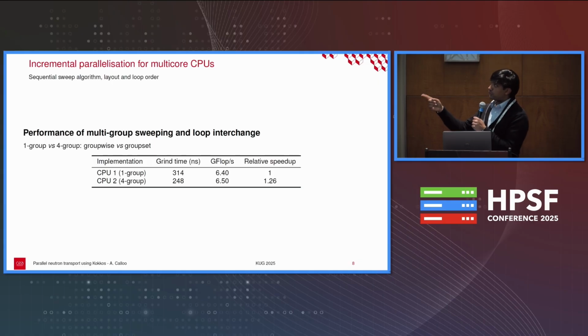We can see that if we take the naive traditional implementation and change it for a problem with 4 energy groups, where the first treats each energy group sequentially and this one treats all four at the same time, just by doing this and nothing else, we get a first result. We're getting a little speedup.